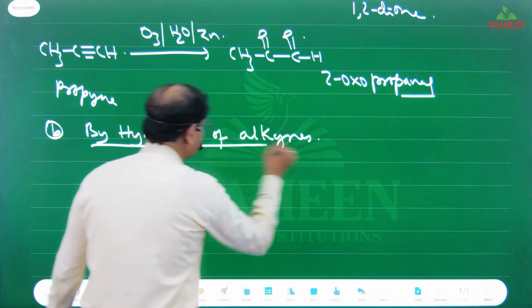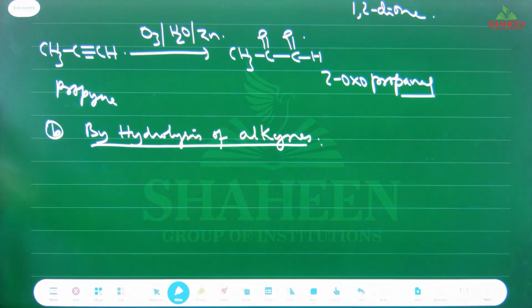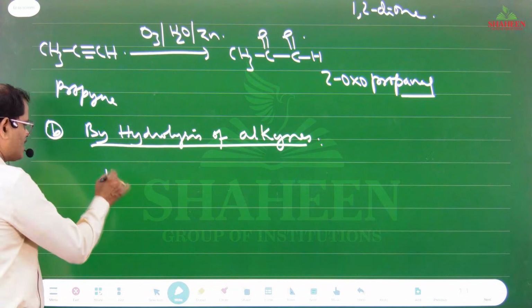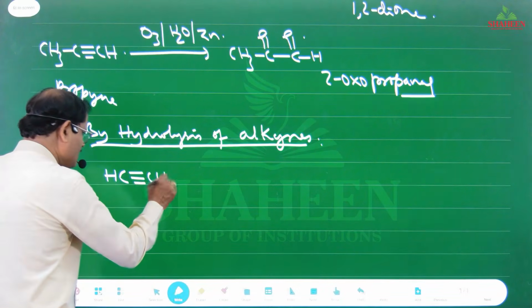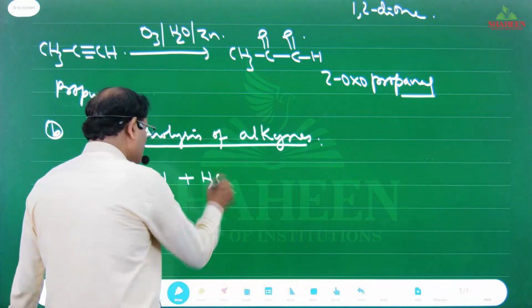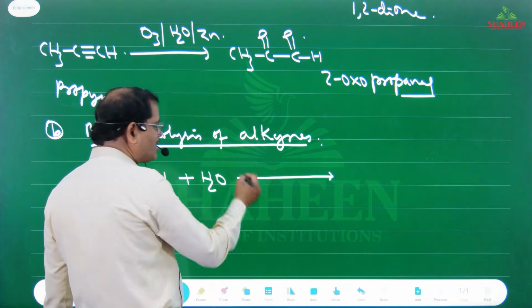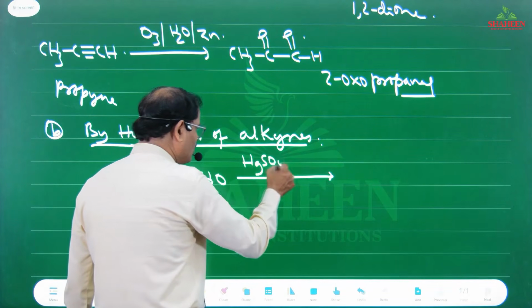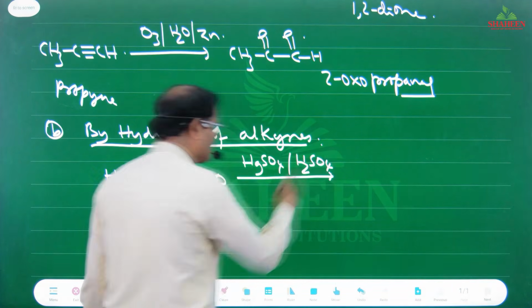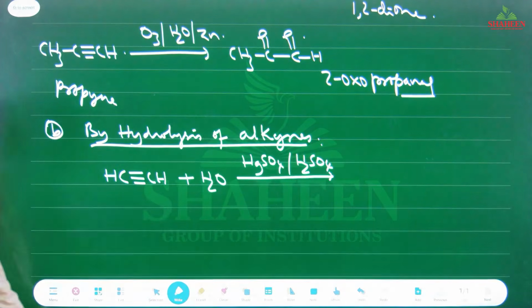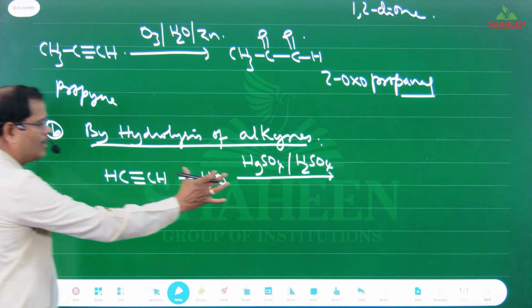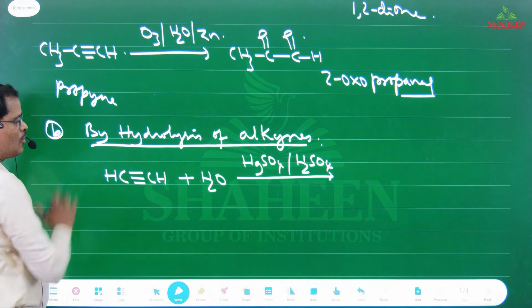Alkenes on hydrolysis can produce alcohols. That's why we are not going to use alkenes. But from alkynes we can get carbonyl compounds. For example, C triple bond CH and water. Generally, when this reagent, HgSO4 and H2SO4, is used, addition of water can take place, and this reagent is present only in the case of alkynes.